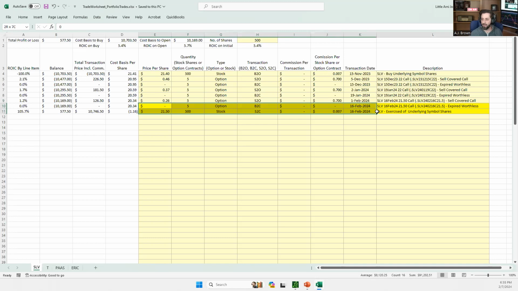Now I'm showing you in bright yellow, highlighted, what would happen next Friday if indeed we got exercised. If we got exercised, we'd walk away with 5.4% ROI, which isn't bad, isn't stellar, but it's still some gains. But if we don't get exercised, then I'm just going to keep selling premium again and again, collecting that ongoing monthly income. And again, you could do this weekly if you like.